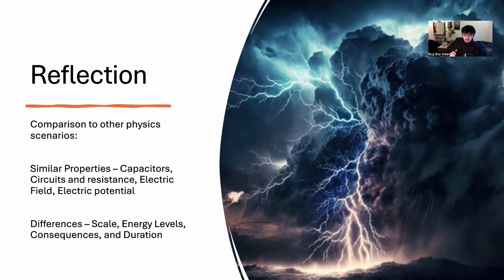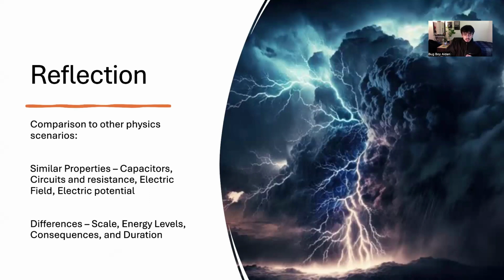Lightning is pretty much like a giant spark, and similar to other smaller scale electrostatic discharges we encounter, for instance, touching a doorknob or walking on carpet. It's very similar to lightning, but the scale, the energy, and the consequences are very, very different.